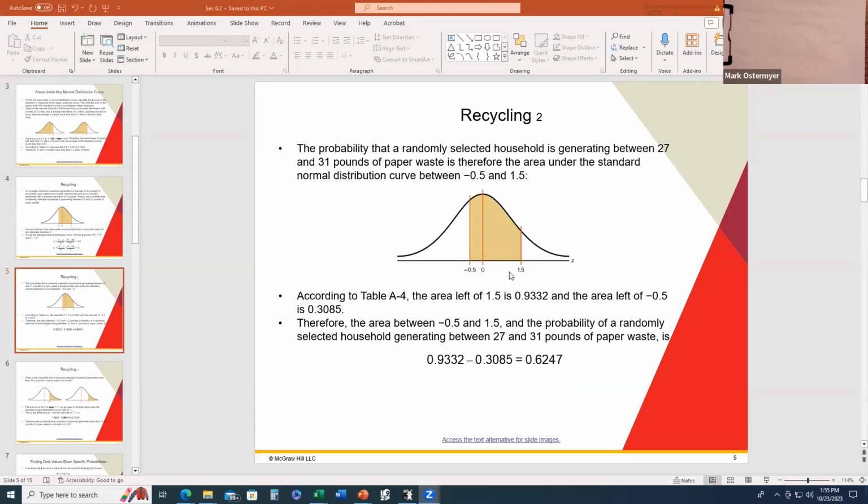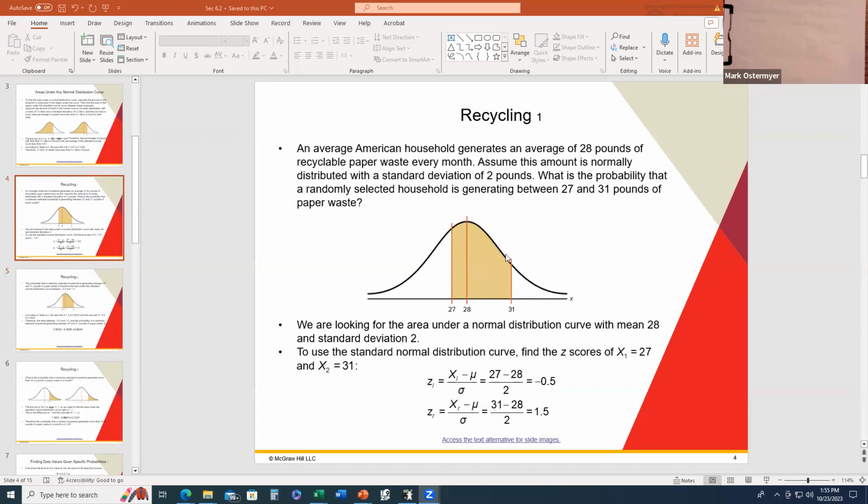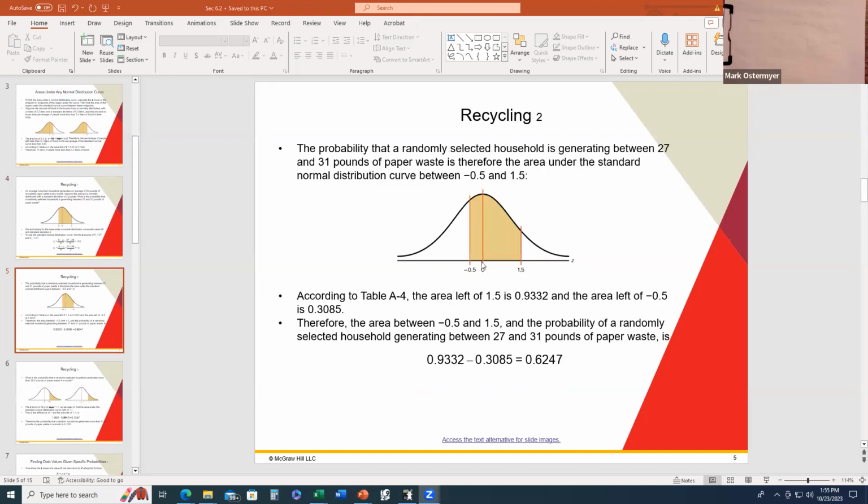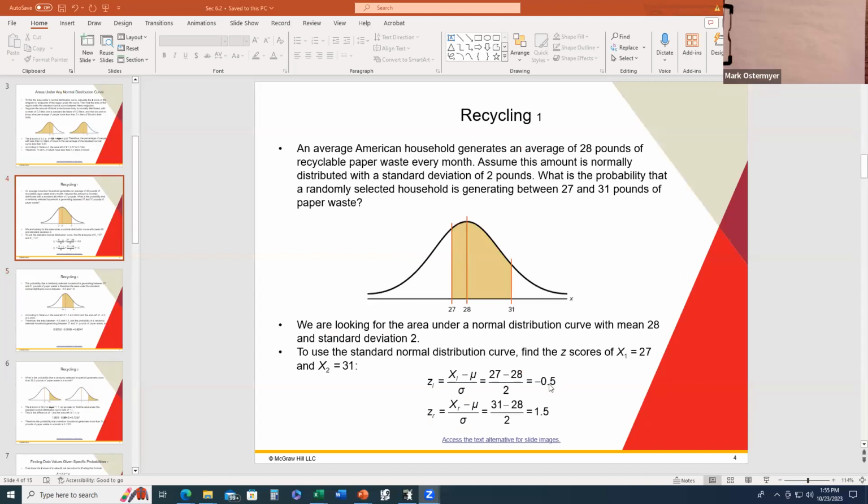And this is just showing you that this area here, ladies and gentlemen, for this normal distribution, the one we're working with a mean of 28 and a standard deviation of 2, is equivalent to this area underneath the standard normal distribution curve, where the endpoints are negative 0.5 and 1.5, because negative 0.5 indicates that 27 is a half standard deviation below the mean of 28 pounds for our normal distribution, and that 31 pounds of garbage is about 1.5 standard deviations above the mean of our normal distribution with a mean of 28. So we understand that these areas are identical, equivalent.